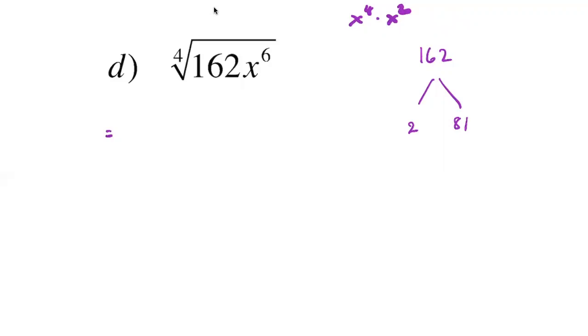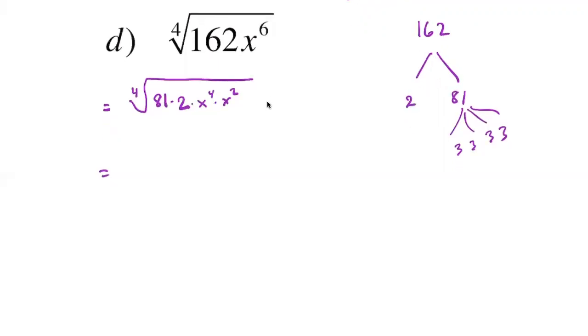3. 3 is the quad for 81. 3 raised to the 4th power, right? That's 3, 3, 3, 3. So that's what we have there. So we can rewrite the fourth root of 162 x to the 6th as 81 times 2, and then x to the 4th and x squared.